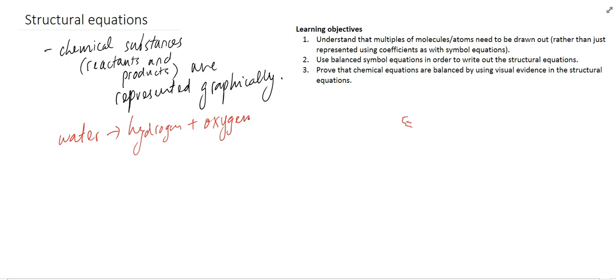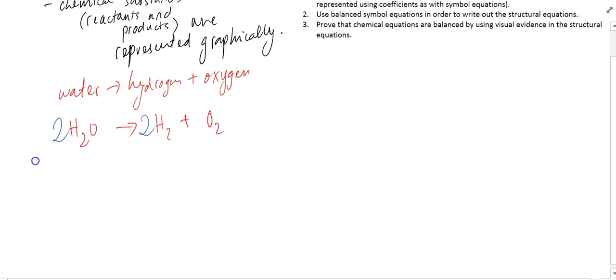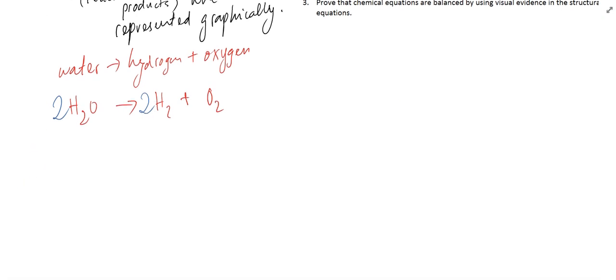If you watch the other two videos for the other chemical equations, the word equations and the symbol equations, you would have seen that water splits into hydrogen and oxygen. And you need two water molecules splitting into two hydrogen molecules and one oxygen molecule. If you're wondering where these big numbers in front of the formulae, these big coefficients, are coming from, have a look at the symbol equations video.